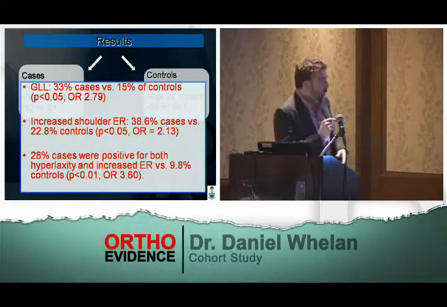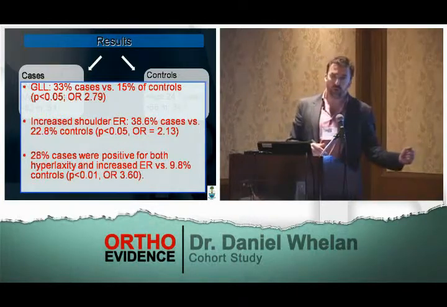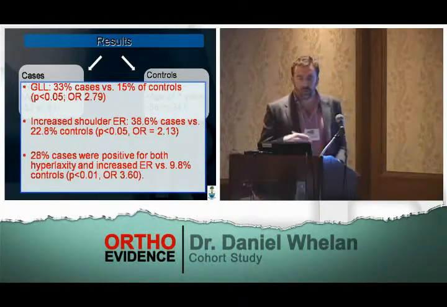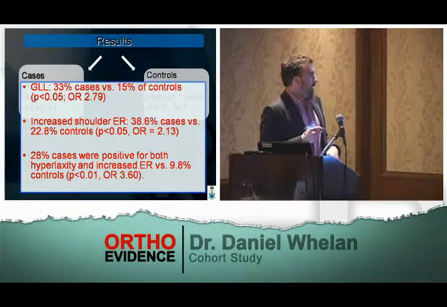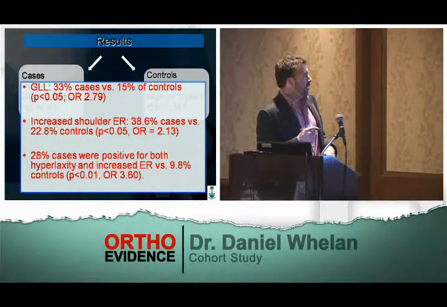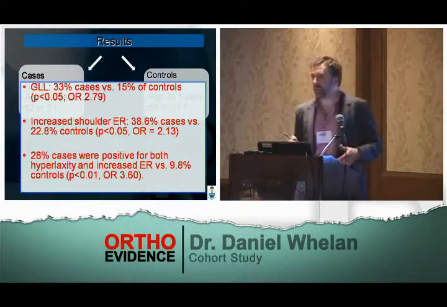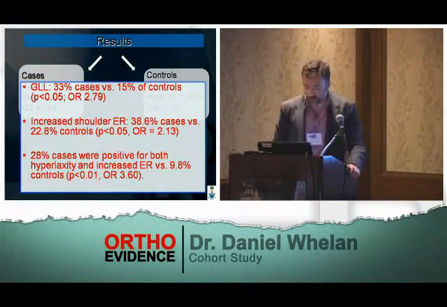We also found they had a little bit increased external rotation in their shoulder. So if you could turn your shoulder out more, you're more likely to have a dislocation. Seems to make sense. And we found even higher rates where people were positive for both things. So they were loose jointed and they could externally rotate their shoulders more.